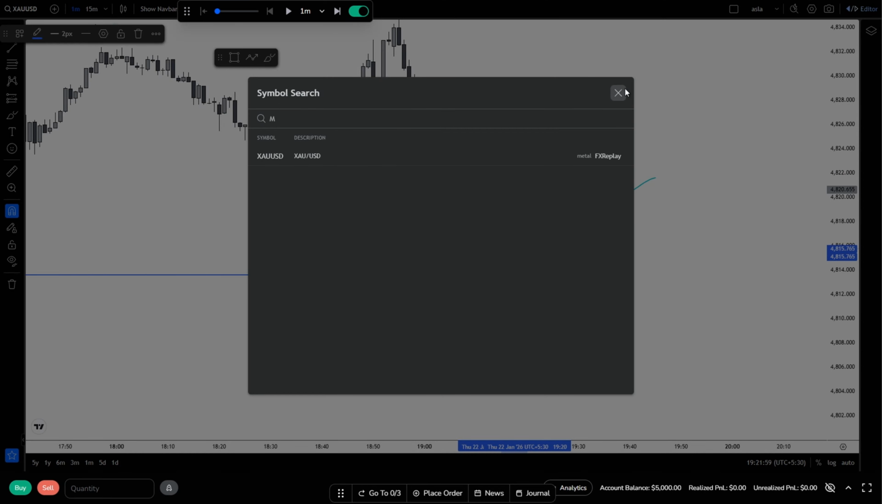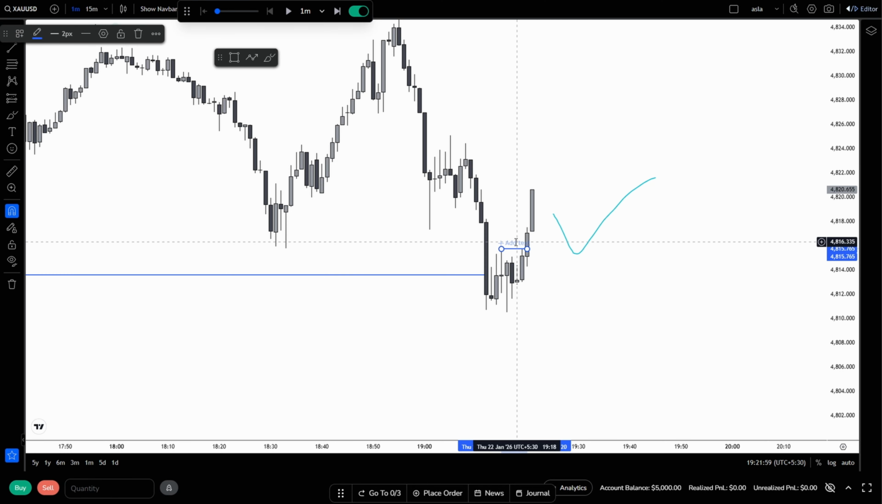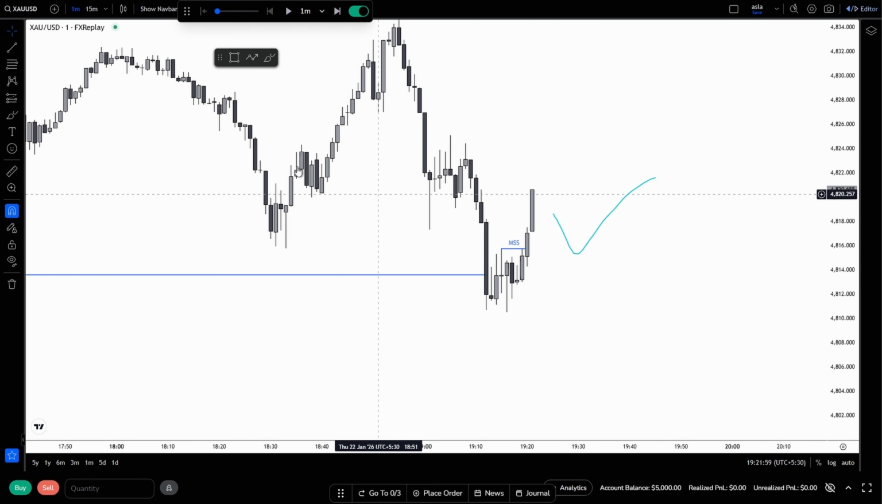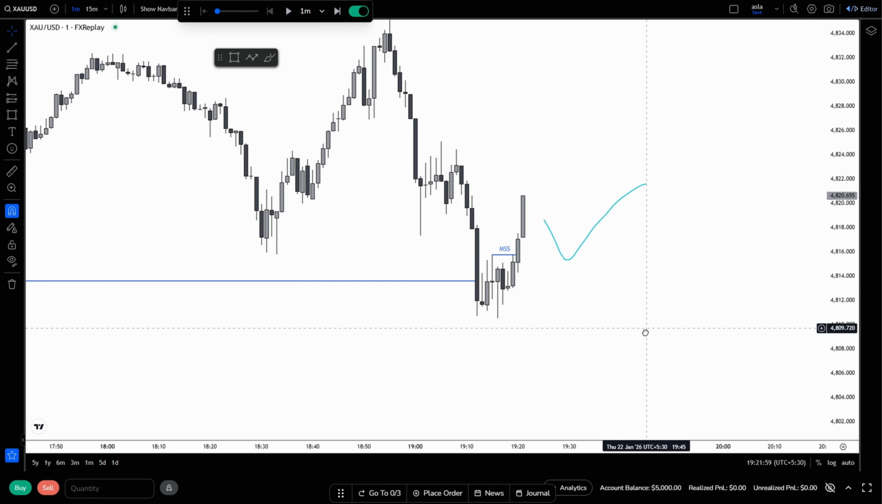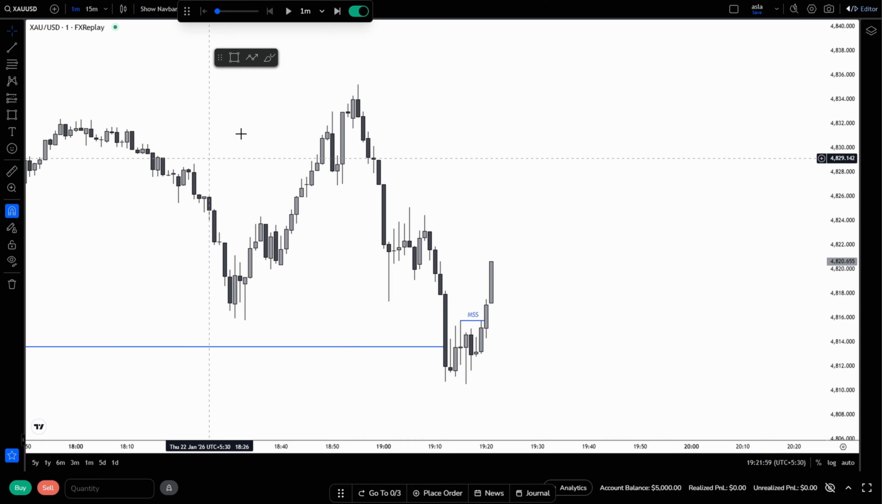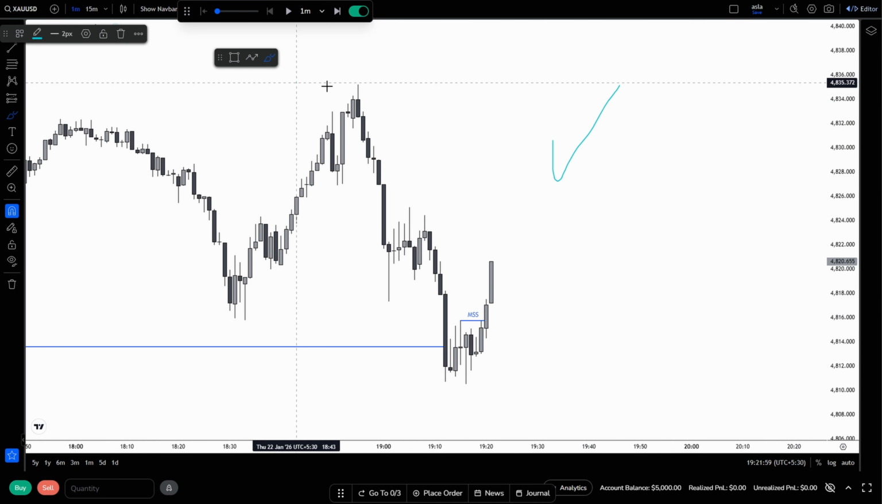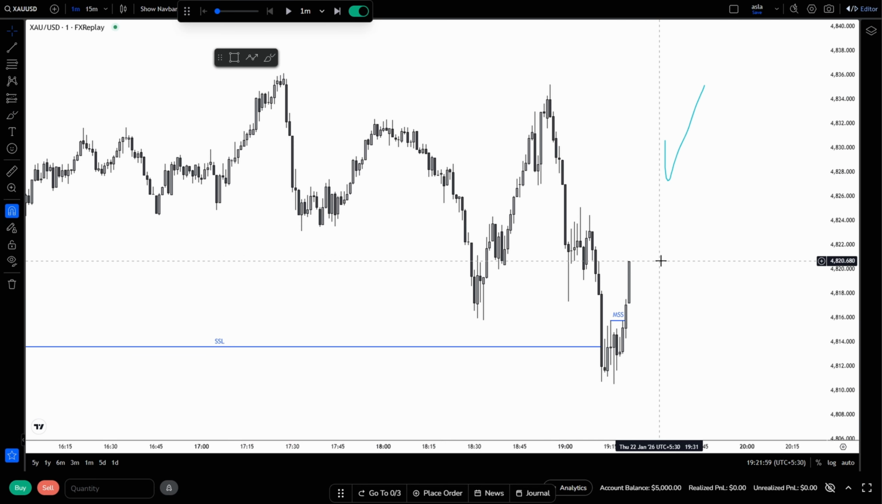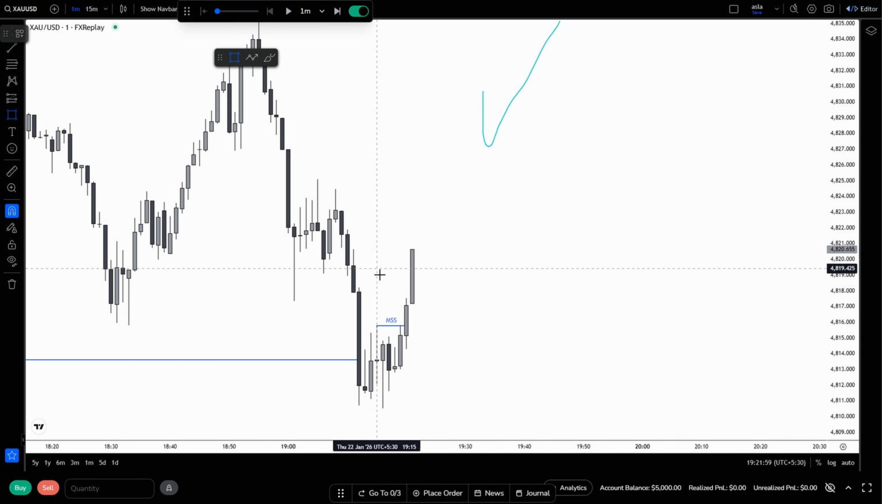Notice how price does not instantly reject. Notice how price holds above the level after breaking it. Because of that displacement, we now have a clear shift in structure to the upside. So what do we look for next? Now we look for an entry model.